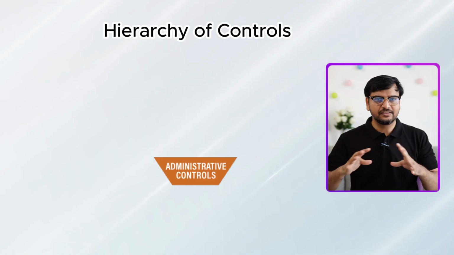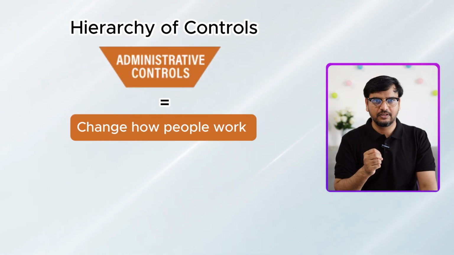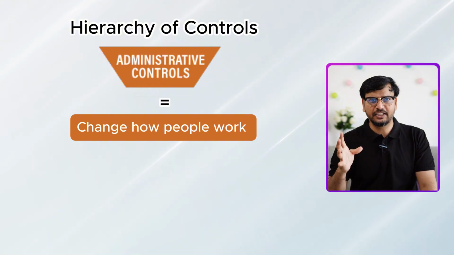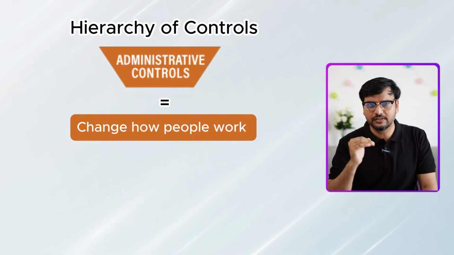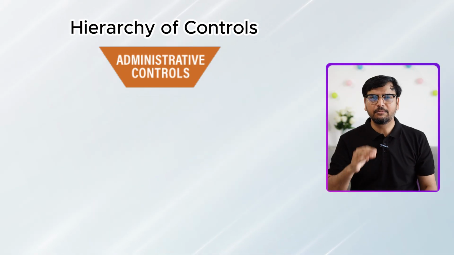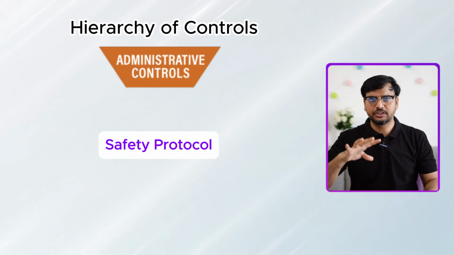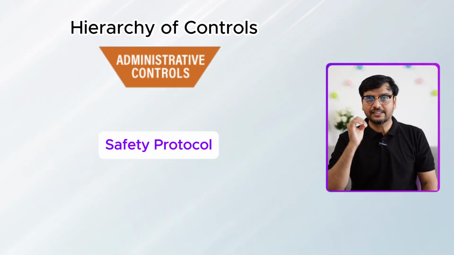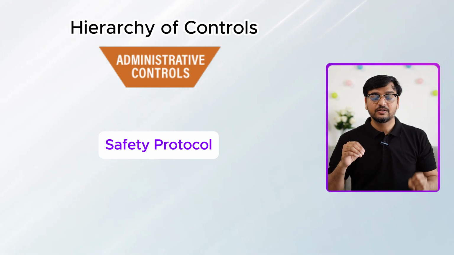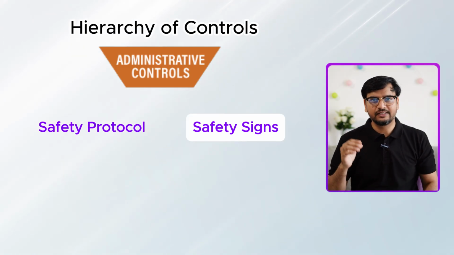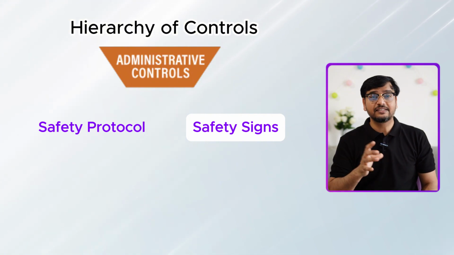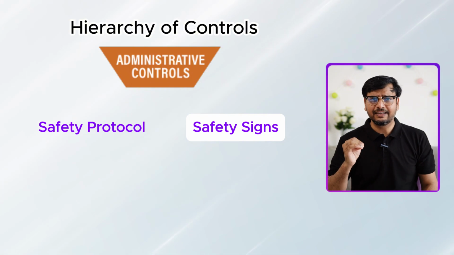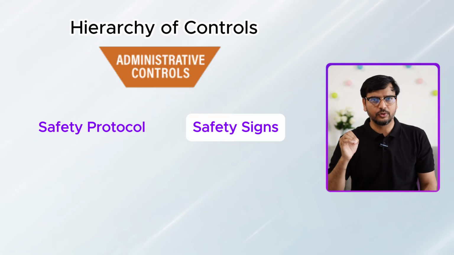Now let's move to the next level of the hierarchy of control, administrative controls. Administrative controls are changes to the way people work. These include policies, procedures, training, and supervision to reduce the risk of the hazard. For example, a construction firm implementing strict safety protocols and scheduling regular safety training sessions. These administrative controls significantly lower the accident rate. In administrative control, you can also use safety signs and markings. Using safety signs, hazardous area markings, and photoluminescent signs helps inform and warn workers about potential hazards.